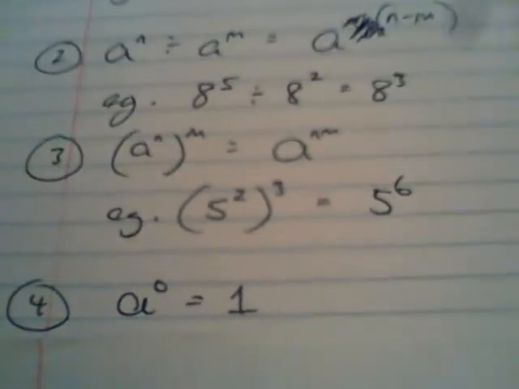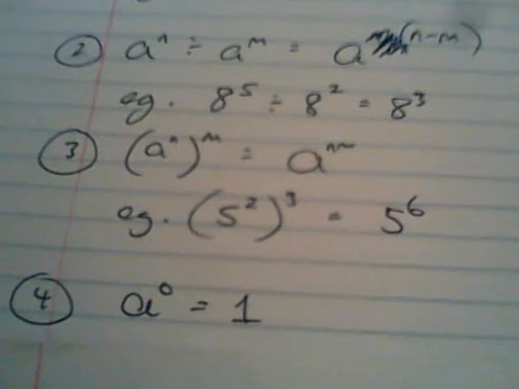Anything to the power of 0 is 1. It doesn't matter if it's 18 billion. If it's to the power of 0, the answer is 1. Anything to the power of 1 is itself.